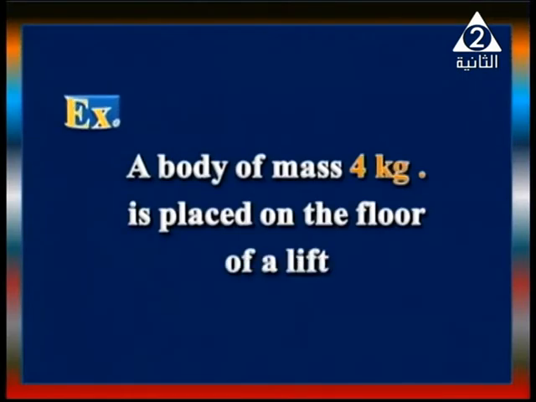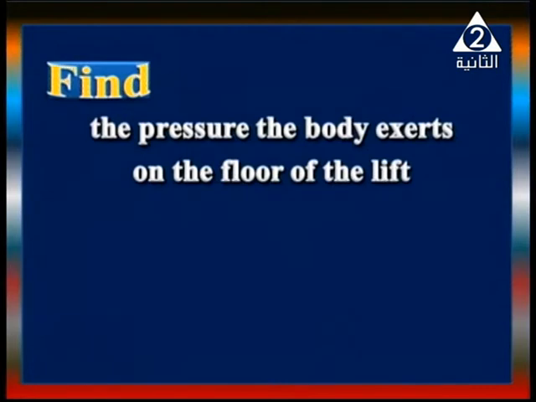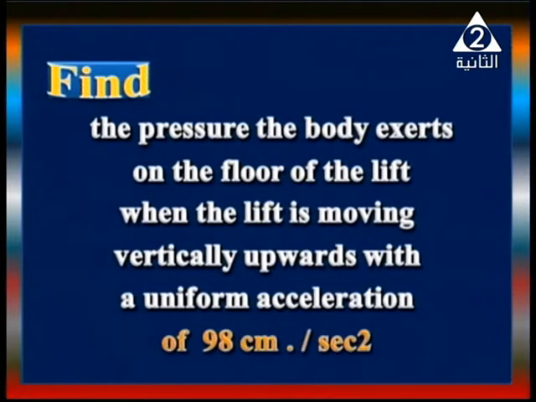A body of mass 4 kilogram is placed on the floor of a lift. Find the pressure of the body exerted on the floor of the lift when the lift is moving vertically upwards with uniform acceleration 98 centimeter per second squared. Look at the solution.